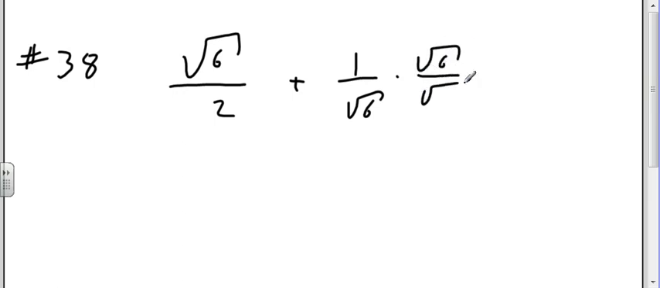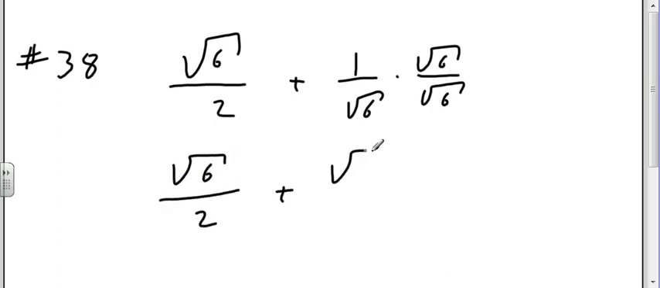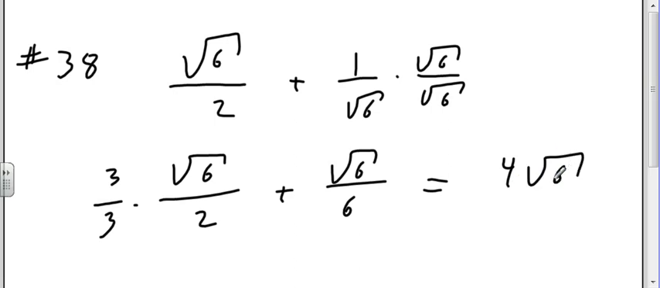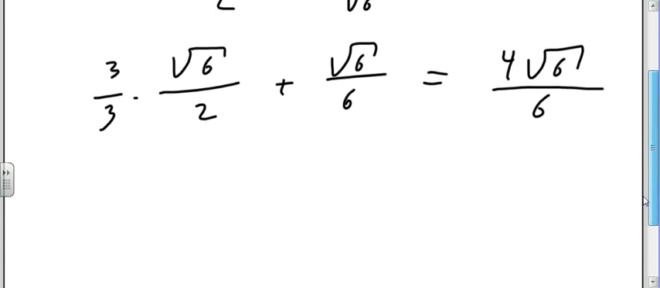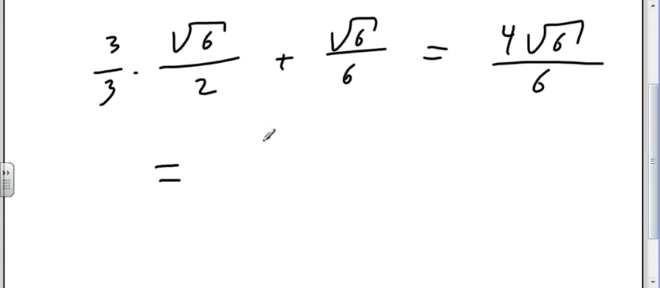Multiply by square root of 6 over square root of 6. So I've got square root of 6 over 2 plus square root of 6 over 6. And then I multiply this guy by 3 over 3, and I'd add to get 4 square root of 6 over 6. And then I'd say, well, 2 goes into both of those, so my final answer would be 2 over 3 square root of 6. So that's how I would do that one.